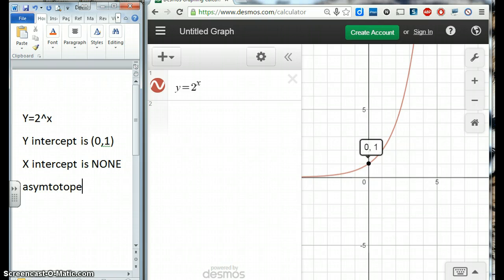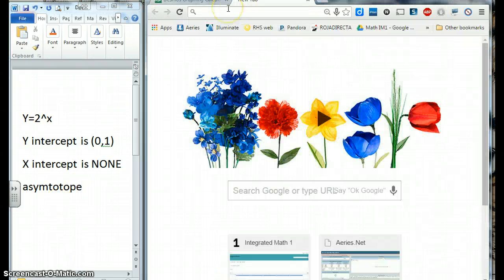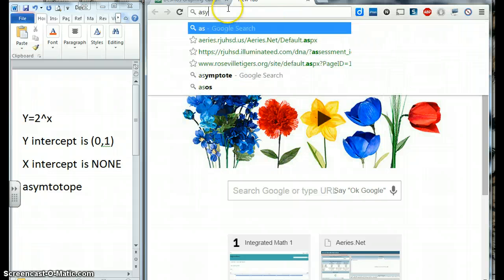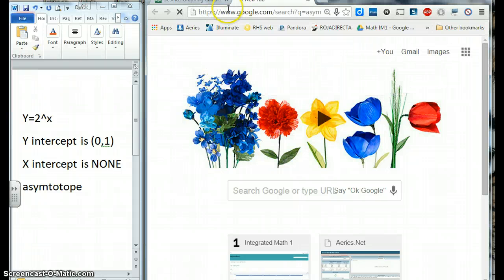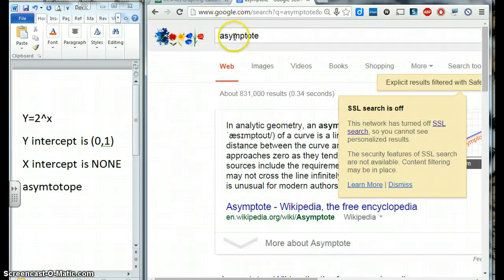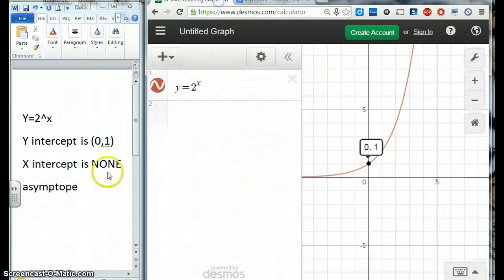How do you spell this thing? I don't know. Let's look it up. Asymptote. A-S-Y-M-P, and then tote. Alright, there's asymptote.